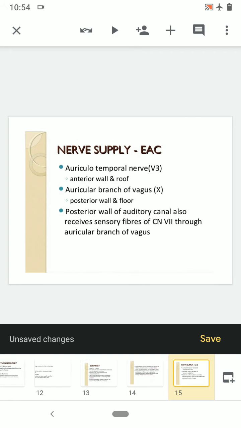Coming to the nerve supply, more or less it is the auriculotemporal nerve which is supplying, and the auricular branch of the vagus, which supplies the posterior inferior part of this canal, and also the facial nerve, which comes through this auricular branch of the vagus, which is actually the only sensory component of the facial nerve supplying the auditory canal.